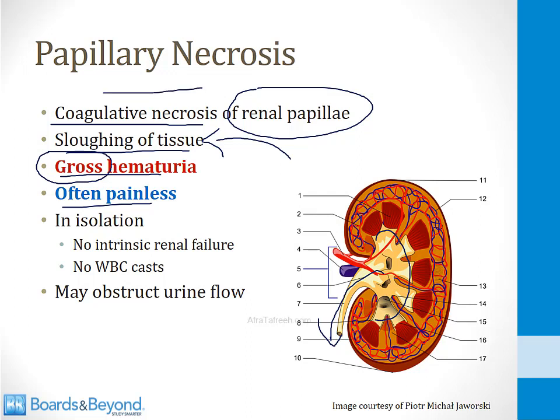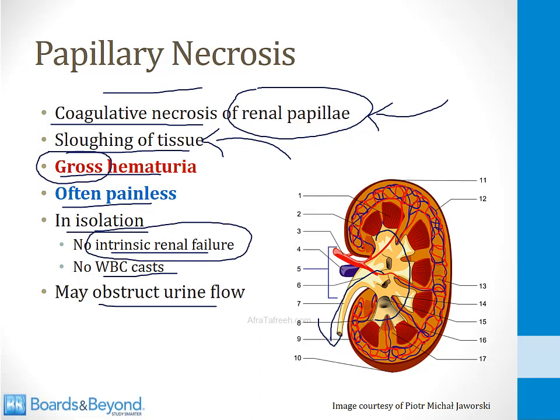Also important to understand is that when this occurs in isolation, there's no intrinsic renal failure or white blood cell cast. That's because the glomeruli and the tubules are not found in the papillae. So when you have damage to this area in isolation, the kidney function remains intact. Now, you can get renal failure in papillary necrosis. That's because the tissue that sloughs off may obstruct urine flow, but you shouldn't see intrinsic renal failure like you do in glomerular diseases or tubular necrosis because those portions of the nephron remain intact.